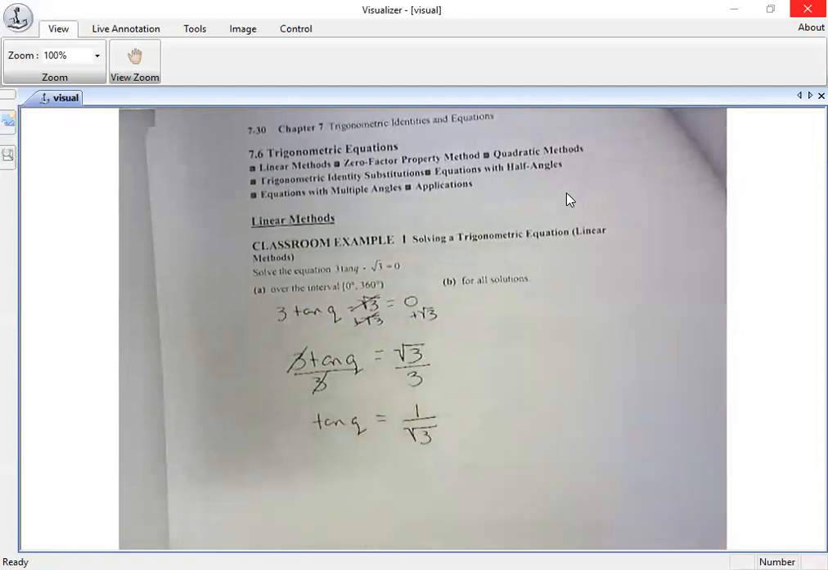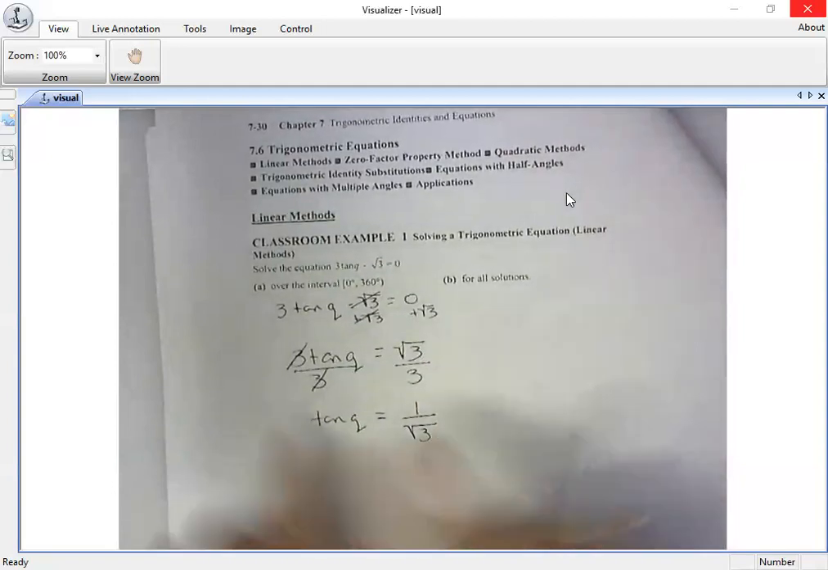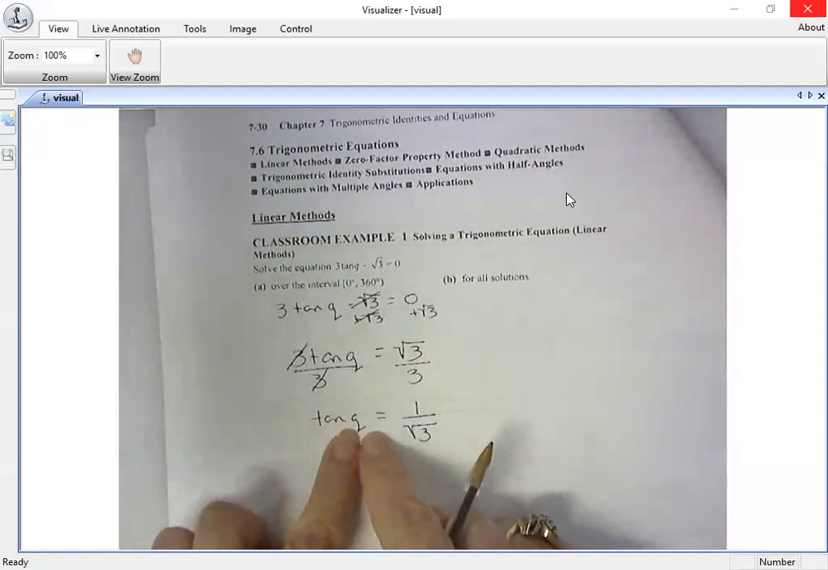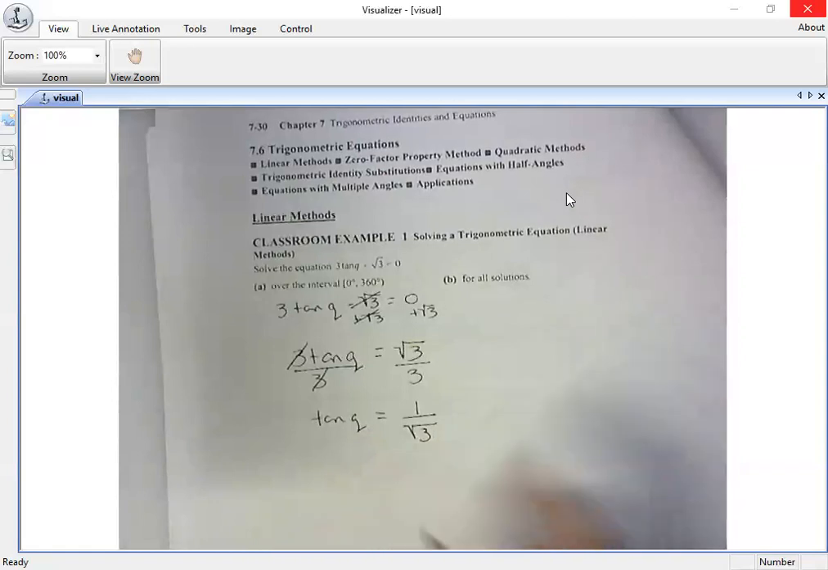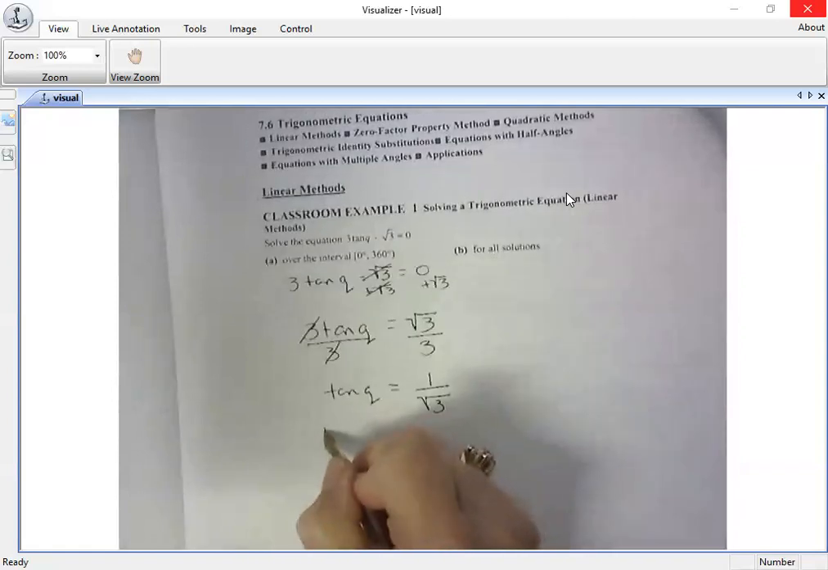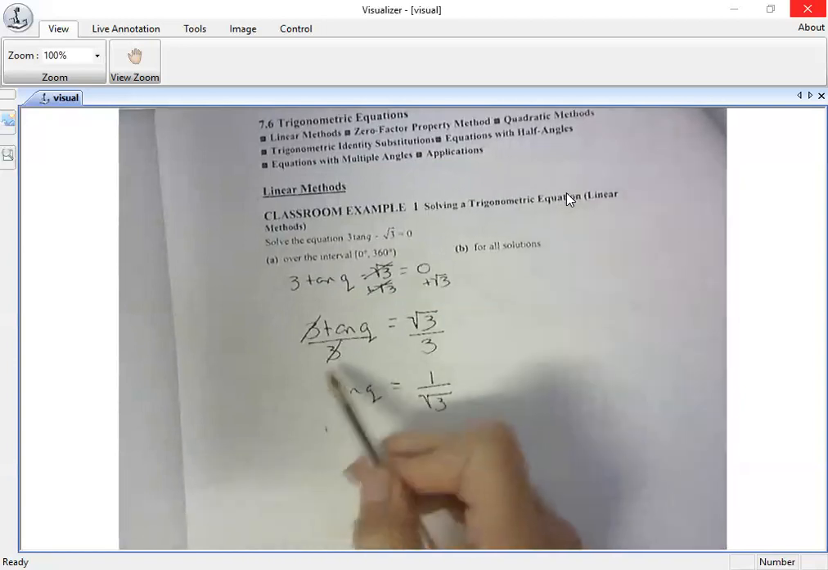Now, ideas. How could we figure out what angle Q would be? Could it be a triangle of 60, 30, 90? It looks like this had to come out of a 30, 60, 90, and I'm figuring out which angles between 0 and 360 would give me this ratio. So here's what Elizabeth is saying, all right? And basically, here's what we're doing. We're taking the arc tangent of each side.